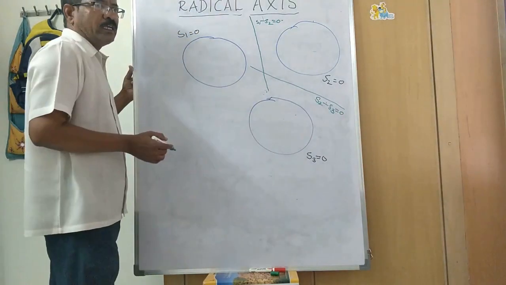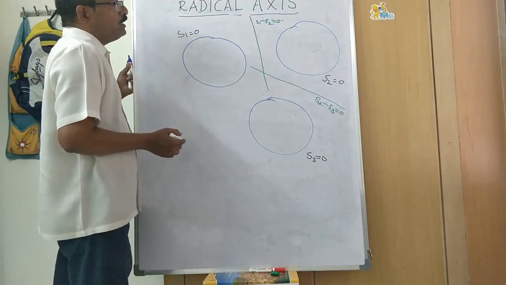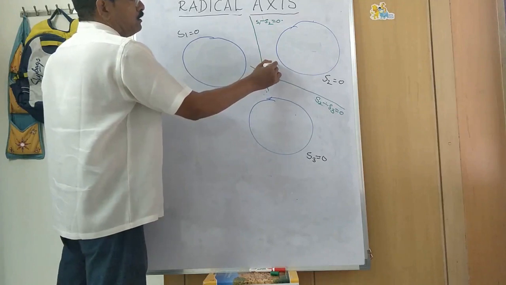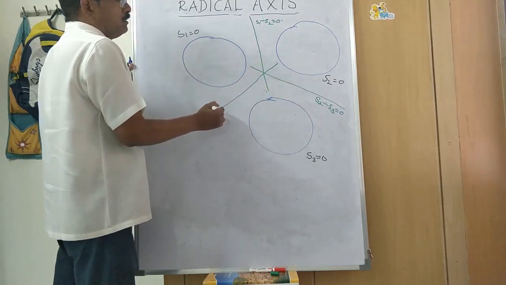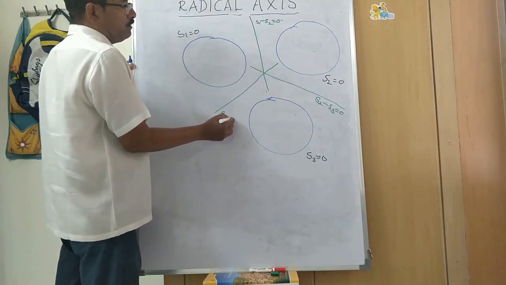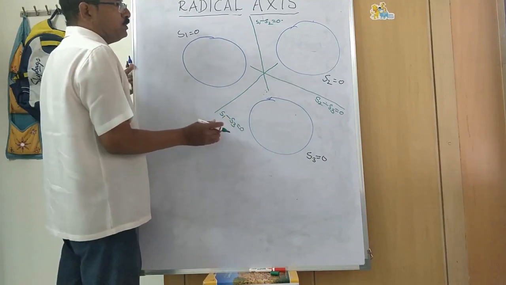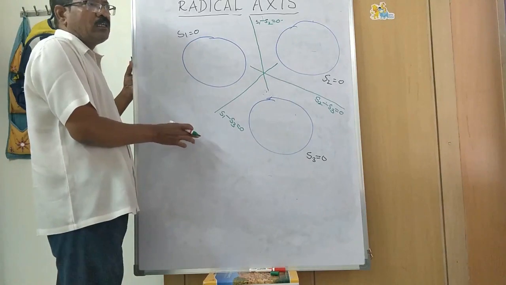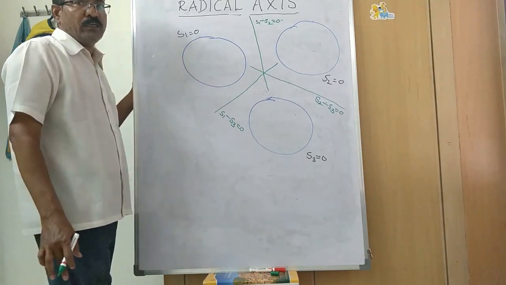This is also a radical axis. And if I want to take the S1 and S3, this is S1 minus S3 is equal to 0. This is another radical axis. How many radical axes are there? 3 radical axes are there.